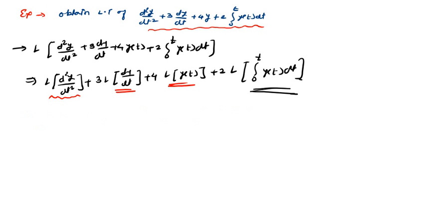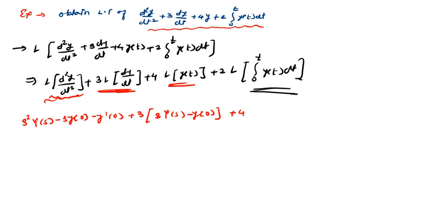So Laplace of this in terms of y will be s square Y of s minus s y of 0 minus y dash of 0, plus about this term, 3 times first derivative means s Y of s minus y of 0, plus 4 and Laplace of y of t is nothing but Y of s plus 2. Now this is, see, what is this?